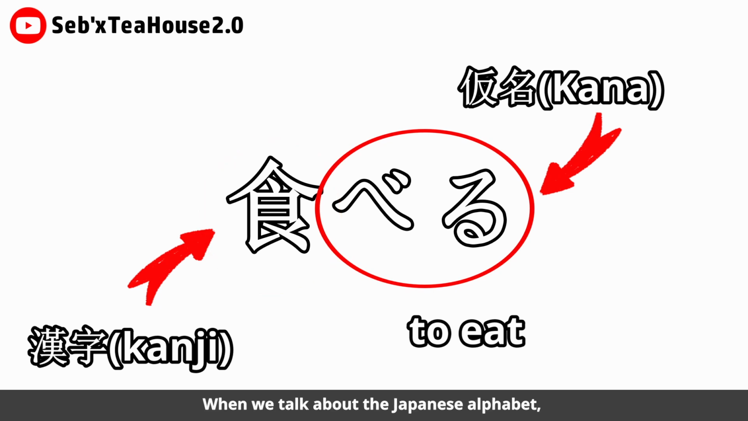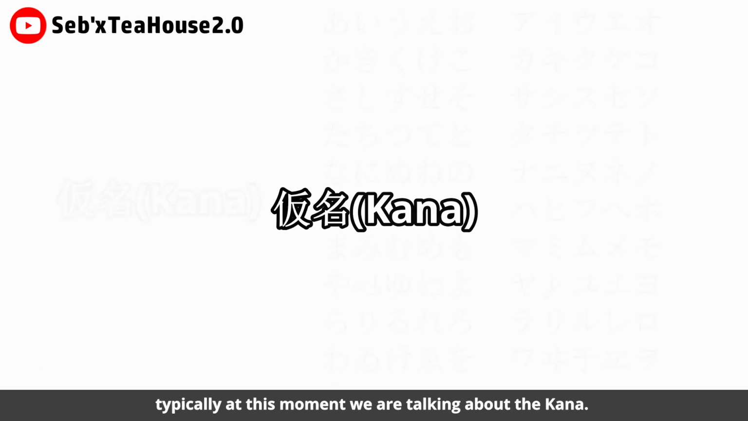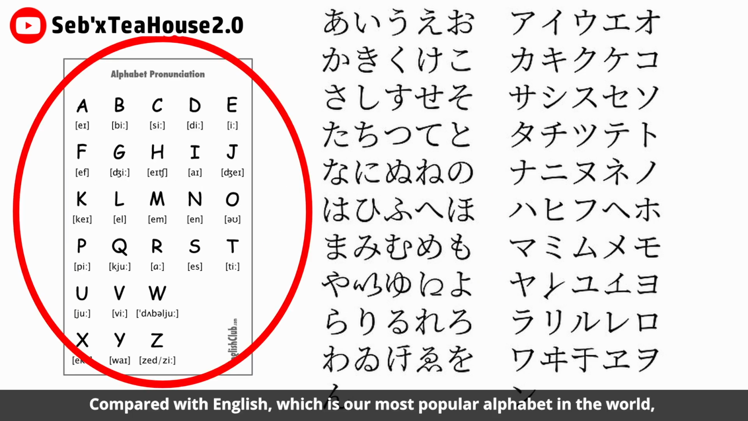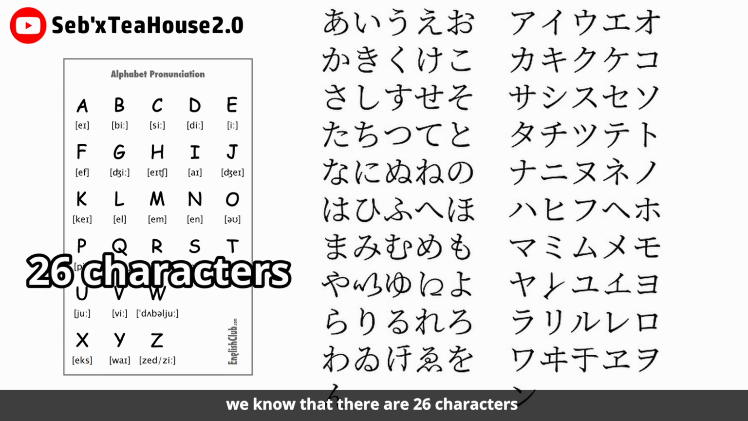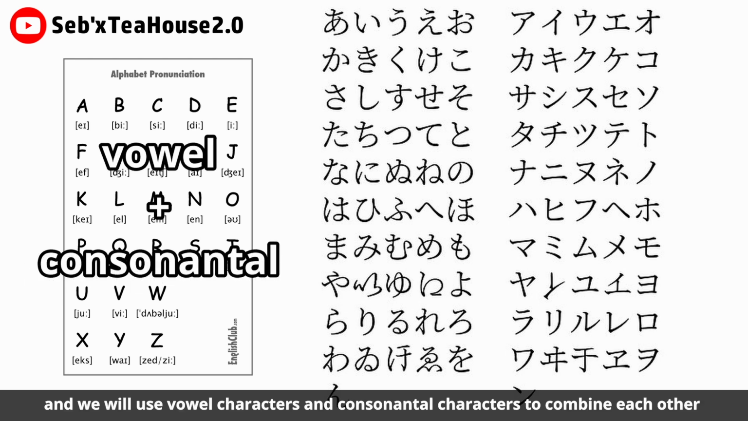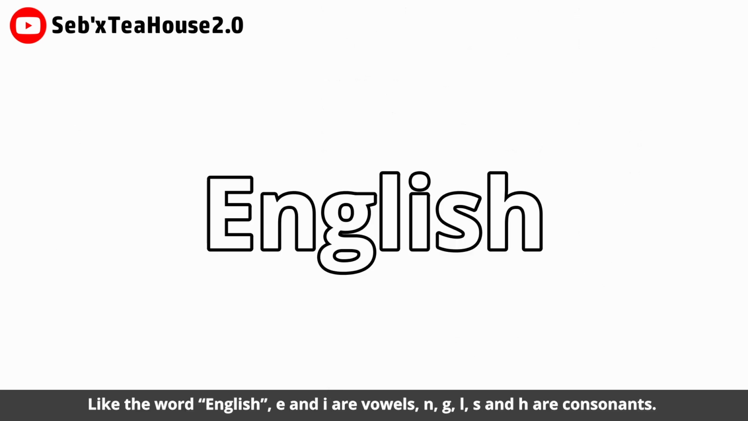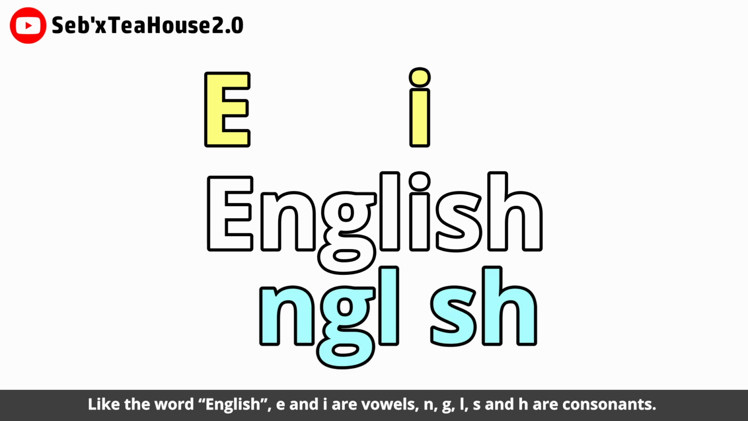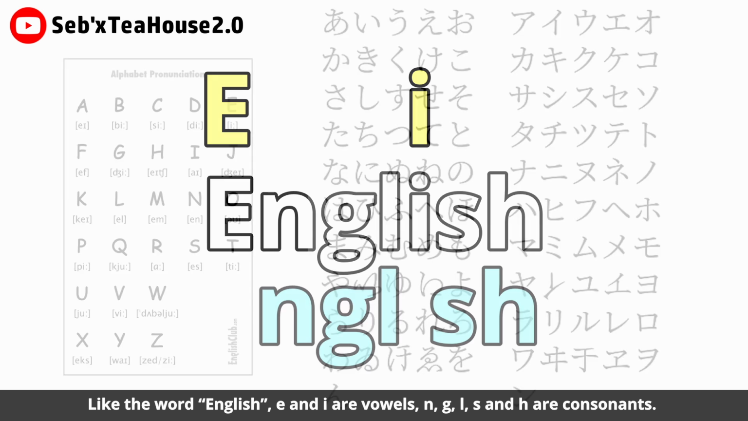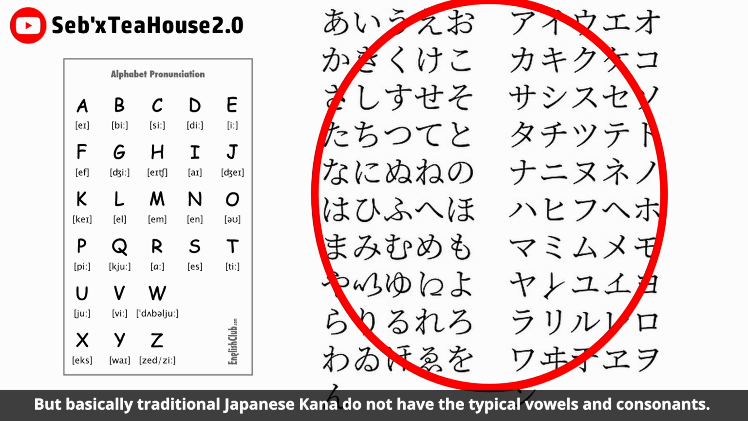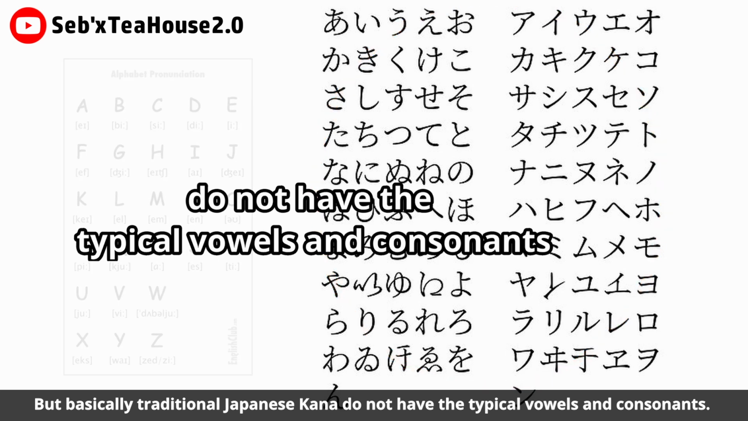When we talk about the Japanese alphabet, typically at this moment, we are talking about the kana, compared with English, which is the most popular alphabet in the world. We know that there are 26 characters, and we use vowel characters and consonant characters combined with each other to write English words, like the word English. E and I are vowels, N, G, L, S, and H are consonants. But basically, traditional Japanese kana do not have typical vowels and consonants.